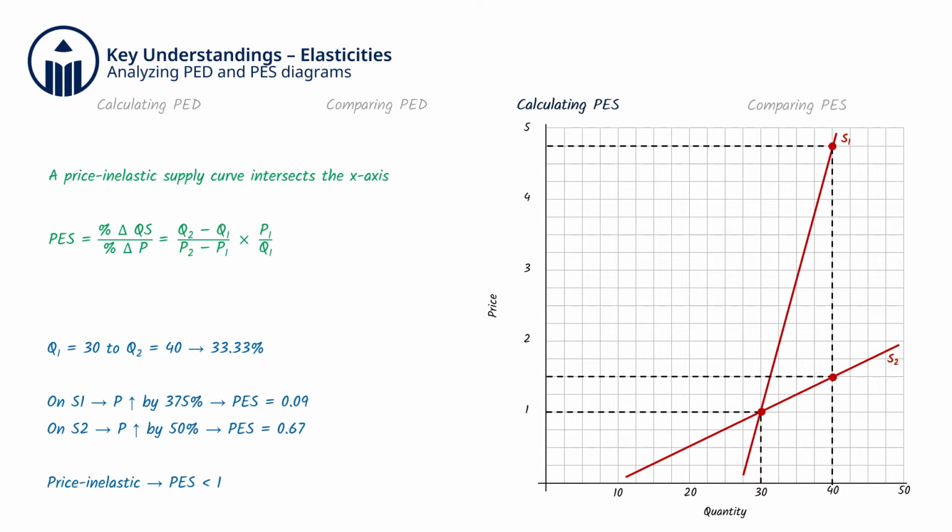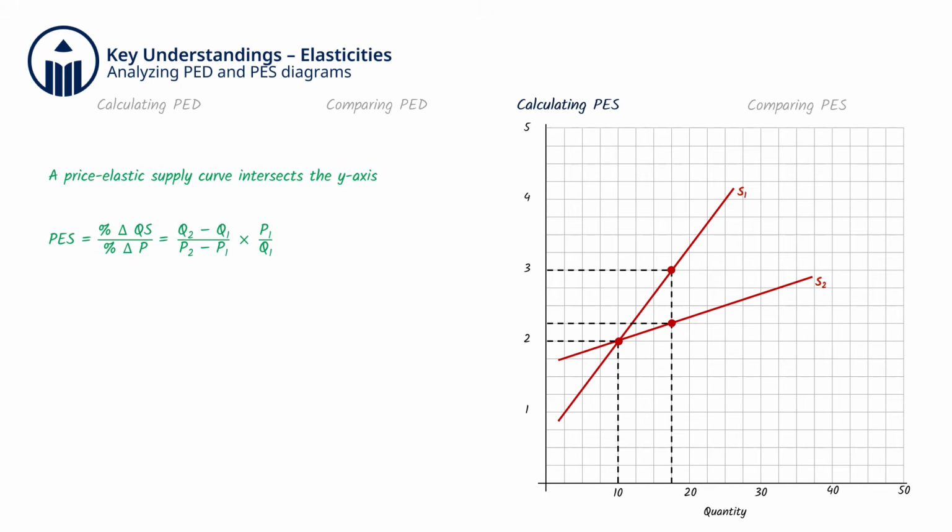Do you notice how both values of PES are less than 1? This means that supply is price inelastic for both curves, even though one is steep and one is relatively flat. But because both curves begin from the x-axis, supply is price inelastic.